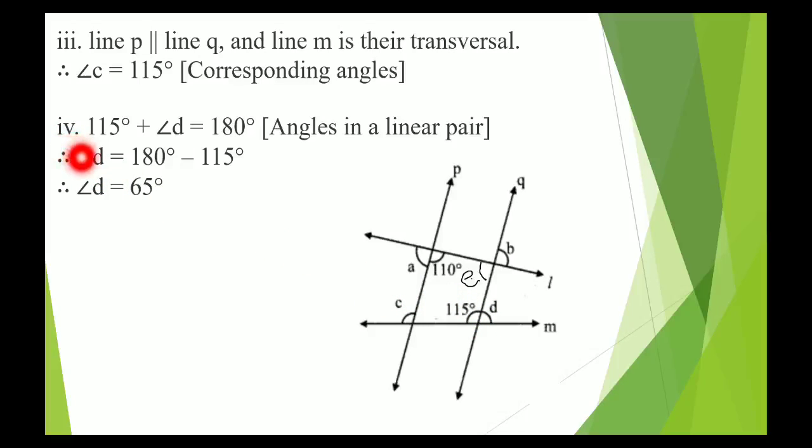Now next one, 115 plus angle D is equal to 180. Why 180? Because it's a linear pair. So angle D is equal to 180 minus 115. Therefore angle D is equal to how much? 65 degrees.